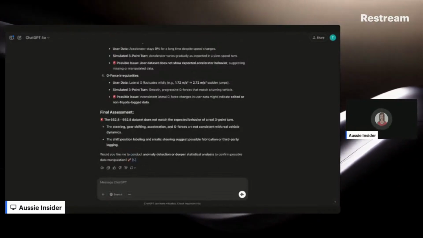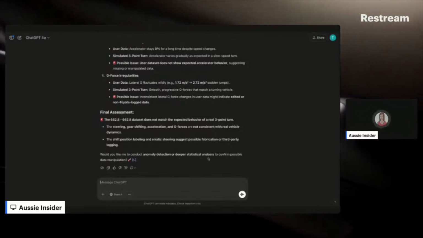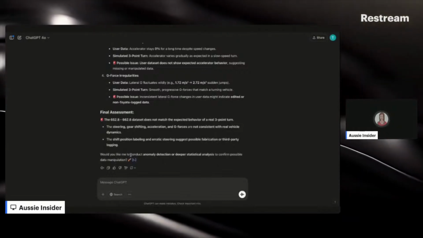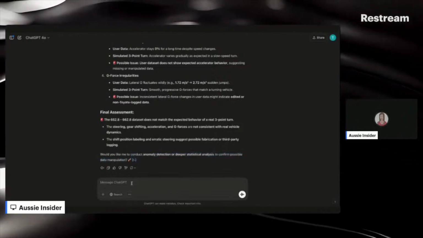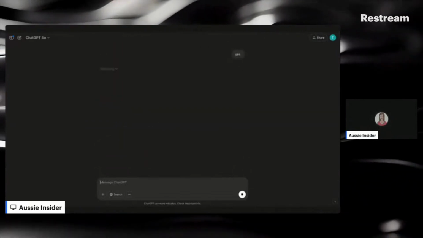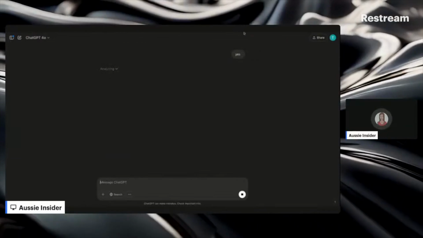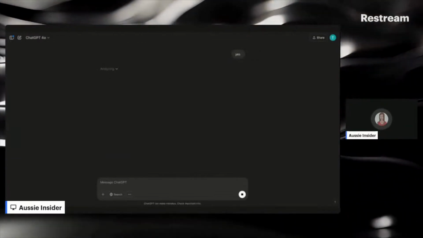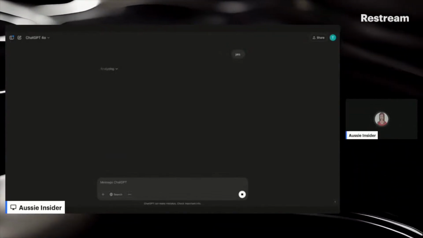It's offering me, would you like to conduct anomaly detection or deeper statistical analysis to confirm possible data manipulation? Why not? We'll just copy that, and I will say yes. Okay, it's going to do it without me rephrasing it. So sometimes if you leave it a little long, it'll forget what you're talking about, and you've got to rephrase it.